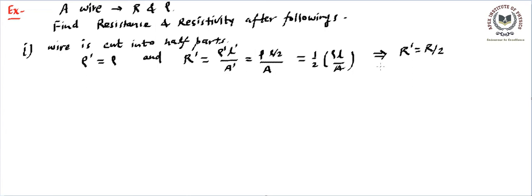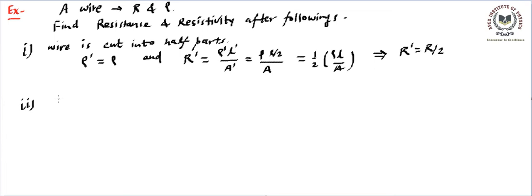Making sense? So if we cut a wire into half and we are interested in finding the resistance of one half, then you'll find the resistance is going to be R by 2. However, the resistivity will not change. The reason being, resistivity does not depend on the dimensions or the geometry. It depends on the material. Now let's take another example.